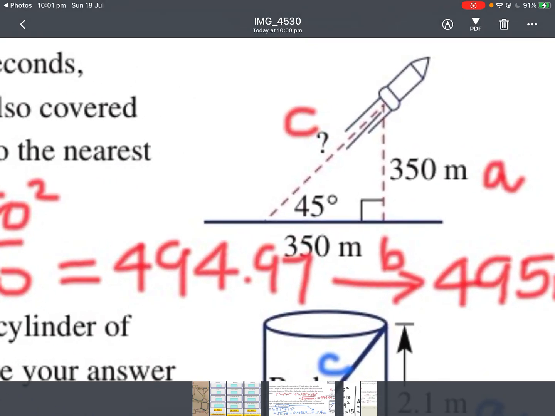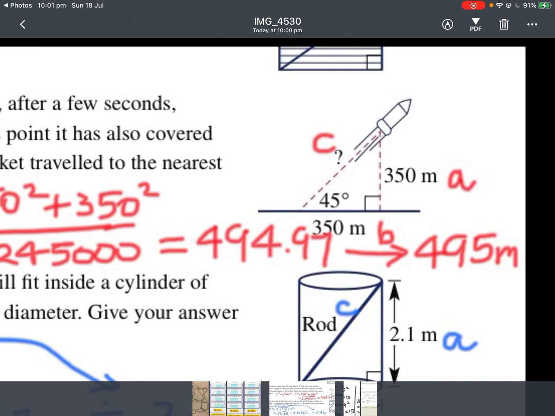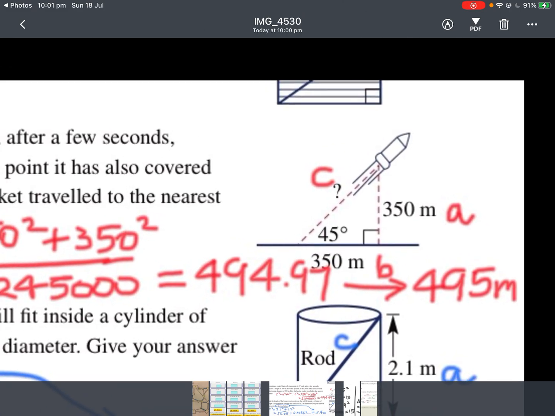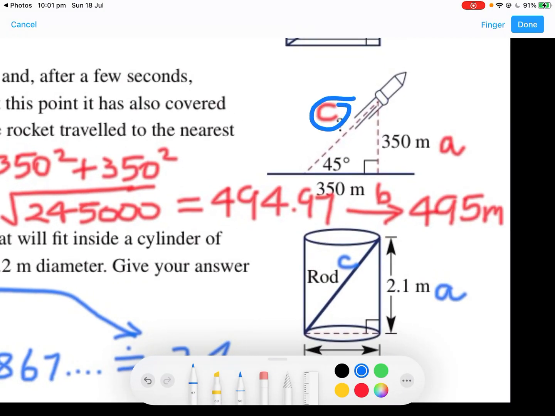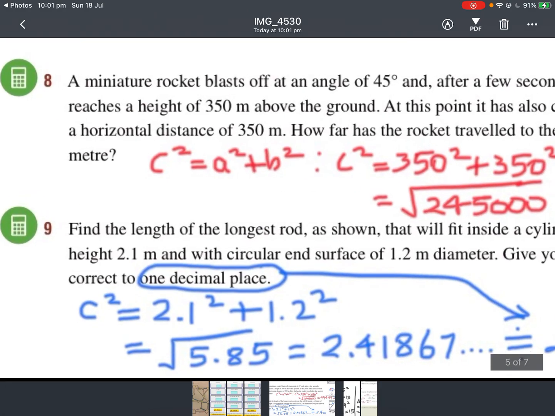Well, if you remember, opposite the right angle is the hypotenuse, which is c in the formula. And the other two sides, the horizontal and the vertical, are a and b. Okay, so now I'll go back.